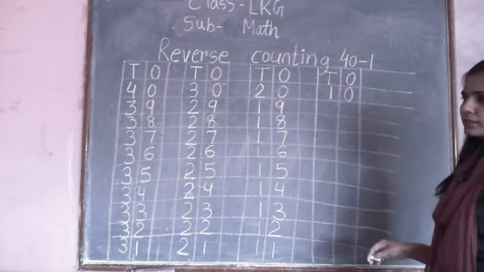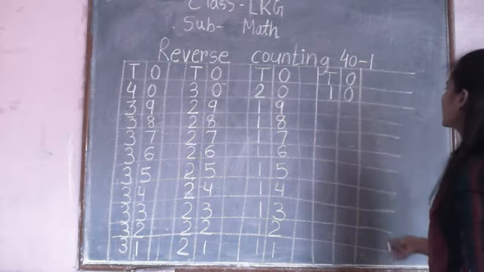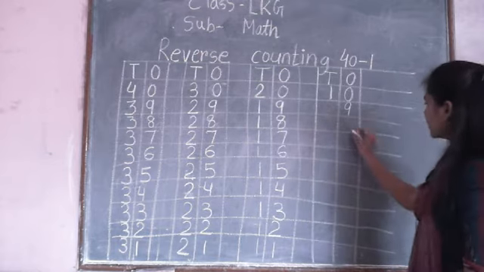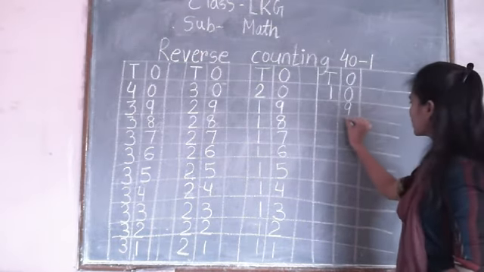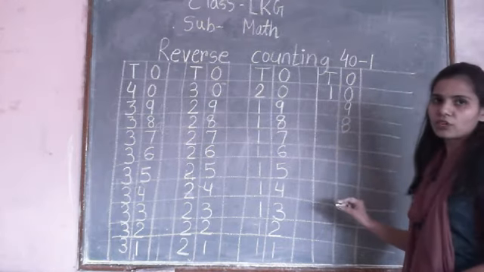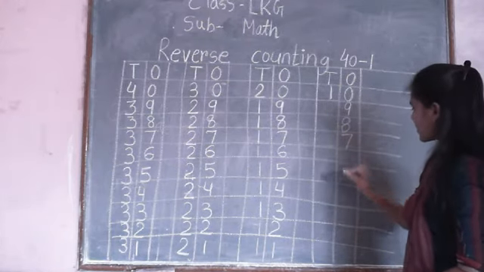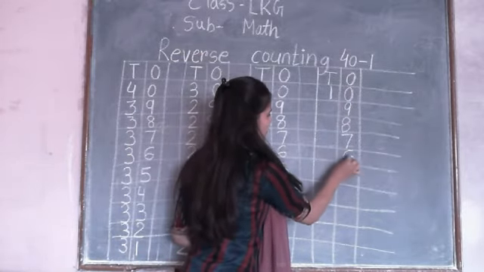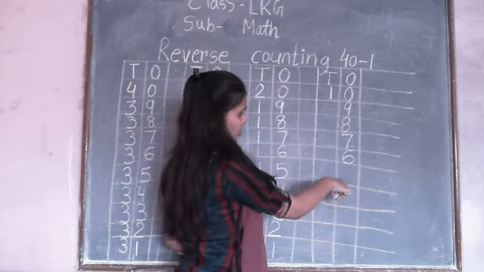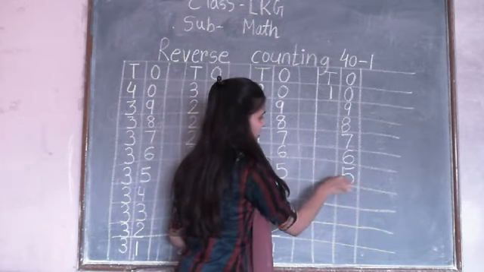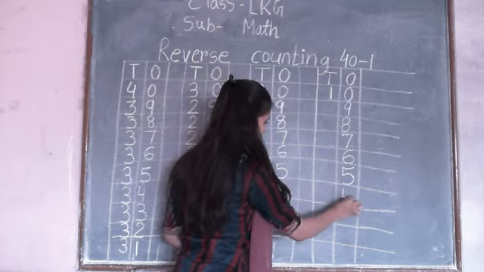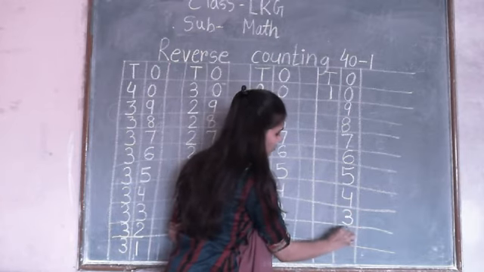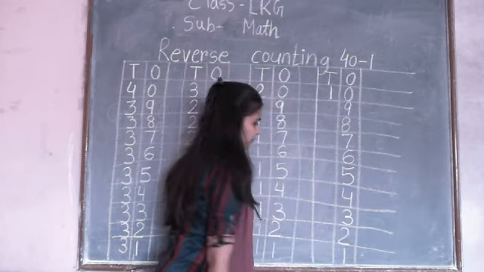Write down 10. Before number of 10 is 9, only number 9. Then before number of 9, 8. Before number of 8, 7. Before number of 7, 6. Before number of 6, 5. Before number of 5, 4. Before number of 4, 3, 2, and last 1.